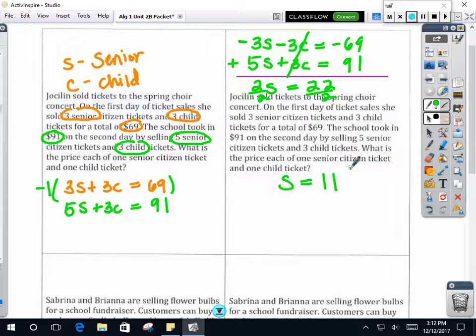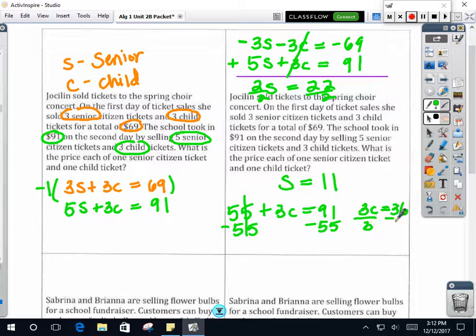How do you now find out the cost of a children's ticket? Okay, so say we're using this bottom one. 5S will become a what? 55. And then plus 3C equals 91. So what do we do? Subtract the 55. So 3C equals 36. And then you divide by 3. So each child's ticket costs $12. All right.